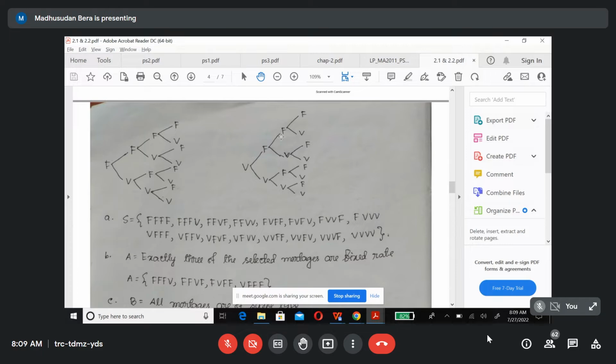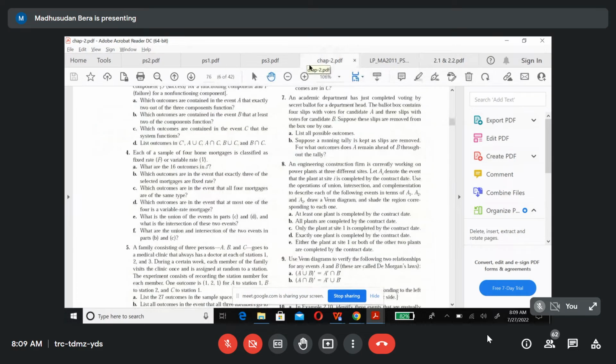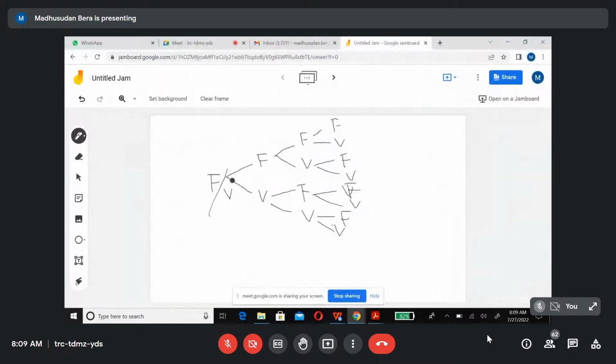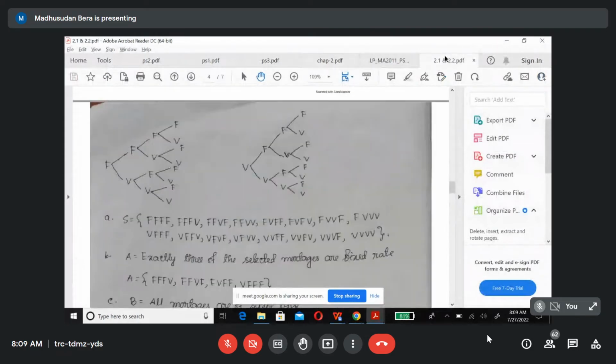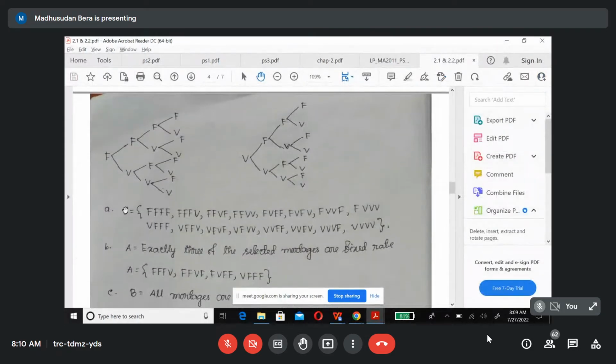Now part B is: which outcomes are in the event that exactly three of the selected mortgages are fixed rate. Exactly three are fixed rate means there will be exactly 3 F, so the remaining one will be V. Exactly 3F and 1V. So what is that?